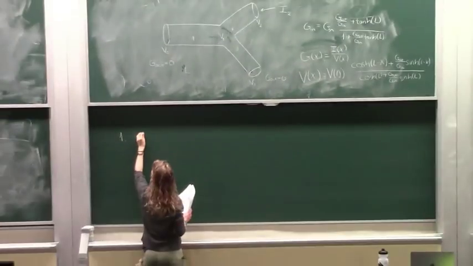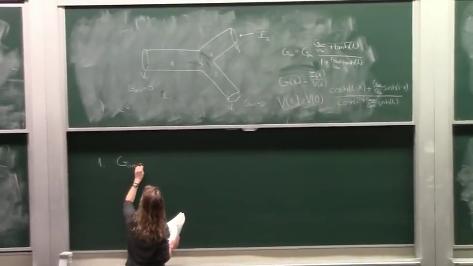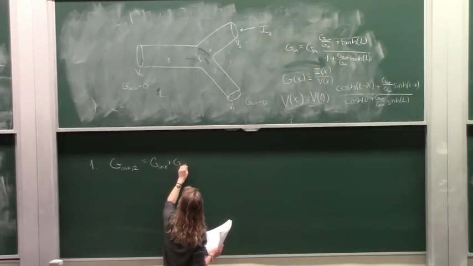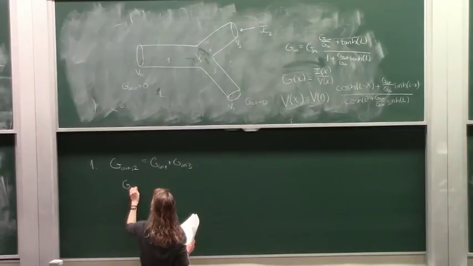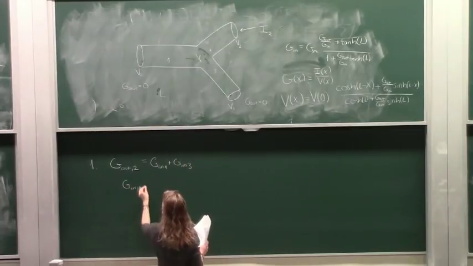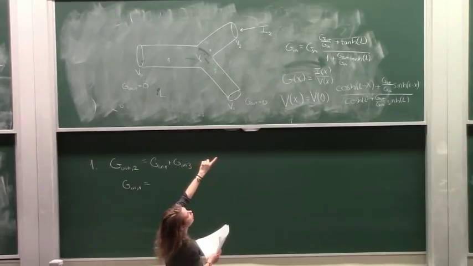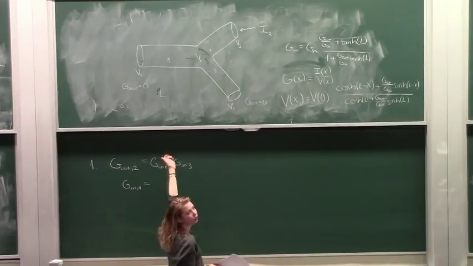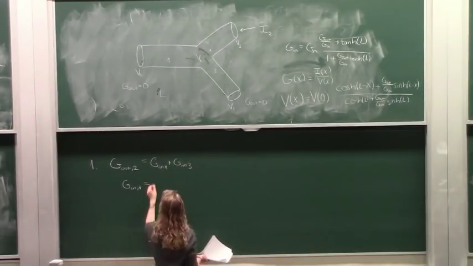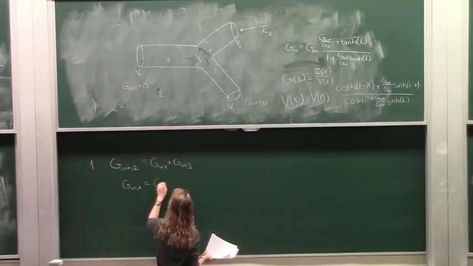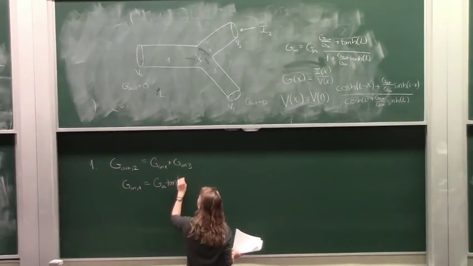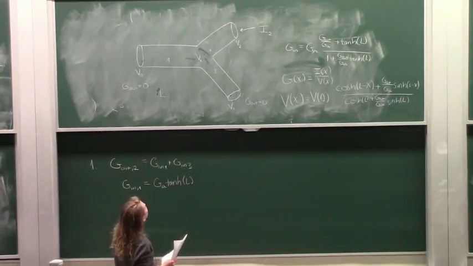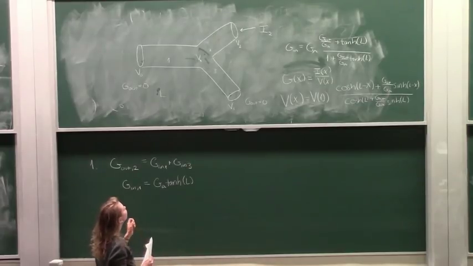Sorry about that. Step 1 is to find G out 2, and that's just equal to G in 1 plus G in 3. And then using your equation that you memorized, G in 1, and also using the fact that G out of branch 1 is 0, which is given to you. If they give you a different G out value, you just plug in that value, but it's simpler if it's 0. In this case, that's just G infinity times hyperbolic tangent of L.